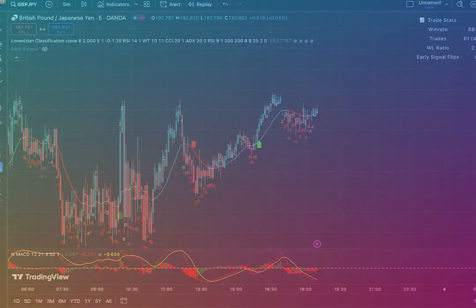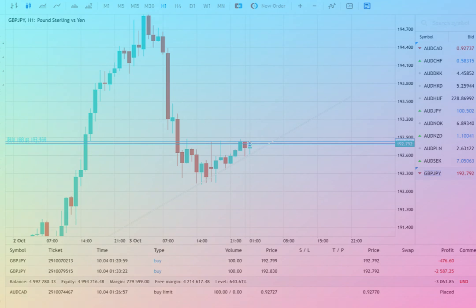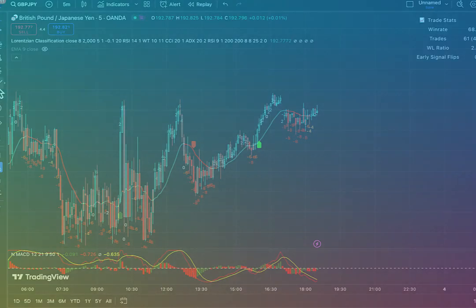Right now, I just made a trade for the British pound versus Japanese yen. Right now, it looks like I'm kind of at a deficit, but I believe my metrics are right, so I'm just going to give it some time.